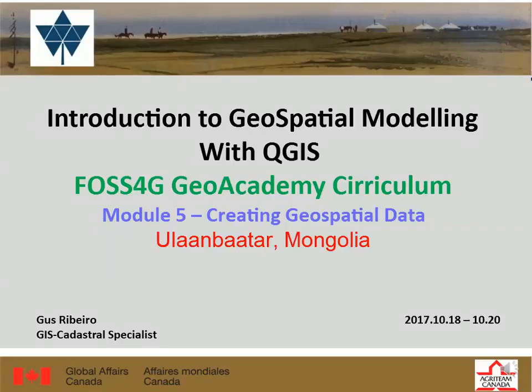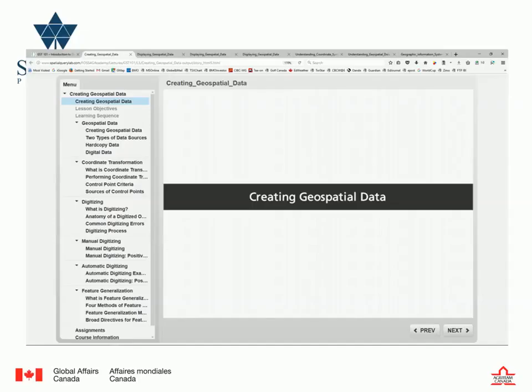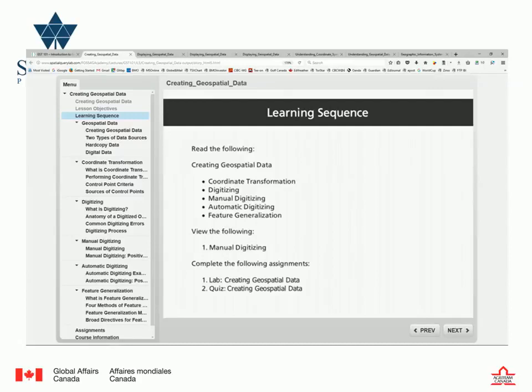Creating geospatial data. So what you're going to learn in this part is the theory on coordinate transformation, digitizing, manual digitizing, automatic digitizing, and feature generation. We'll cover this very quickly.